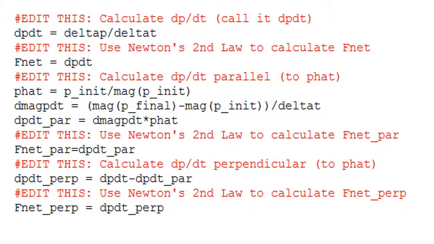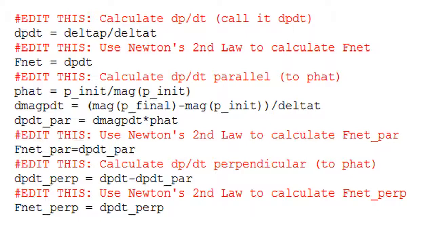Then we create a variable called dp/dt and set it equal to Fnet, since the change in momentum over the change in time equals the net force on an object. dp/dt parallel equals the difference in magnitudes of two individual momenta multiplied by p hat, which is the direction of motion. Since dp/dt equals dp/dt parallel plus dp/dt perpendicular, dp/dt perpendicular equals dp/dt minus dp/dt parallel. That is all the code for one iteration of the while loop.